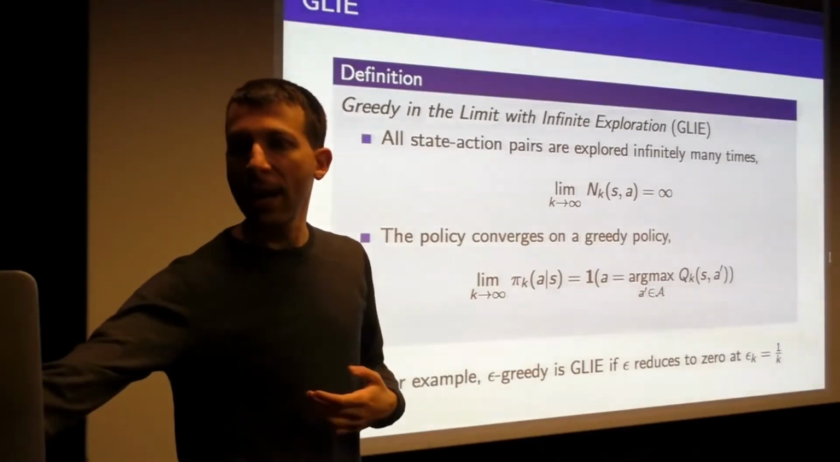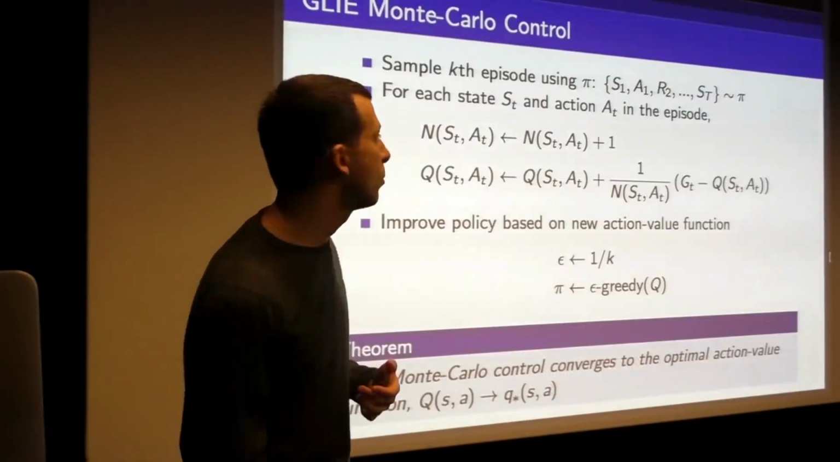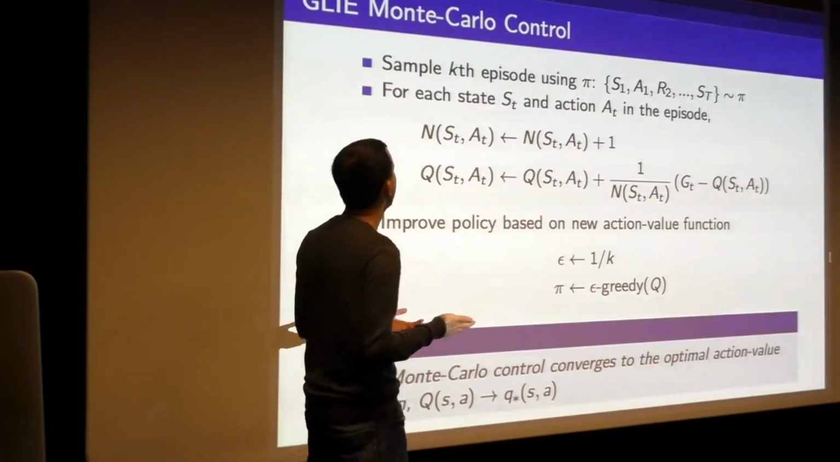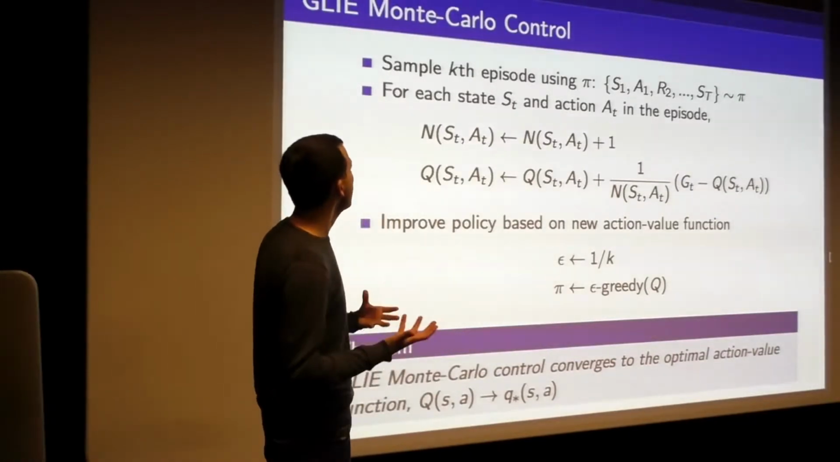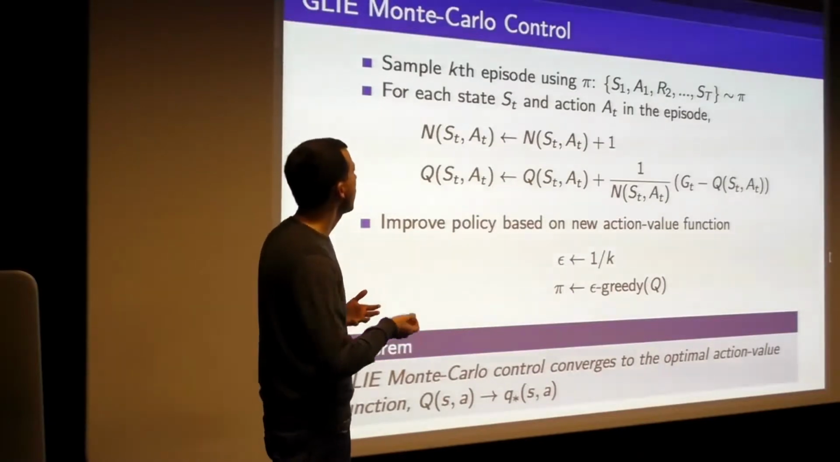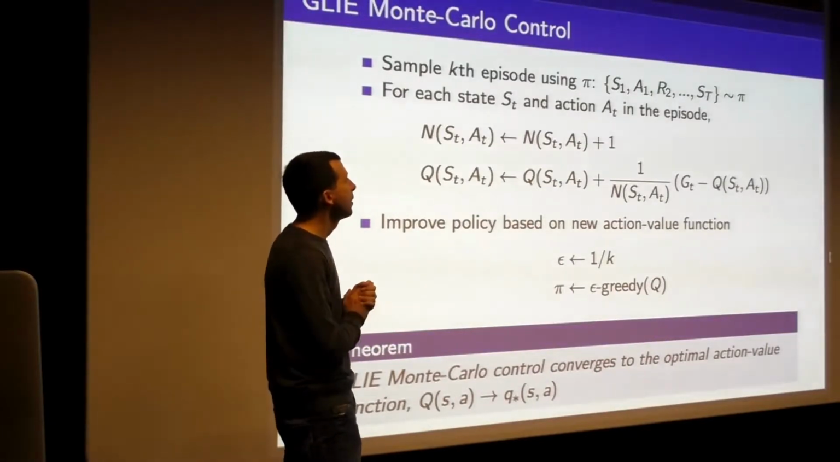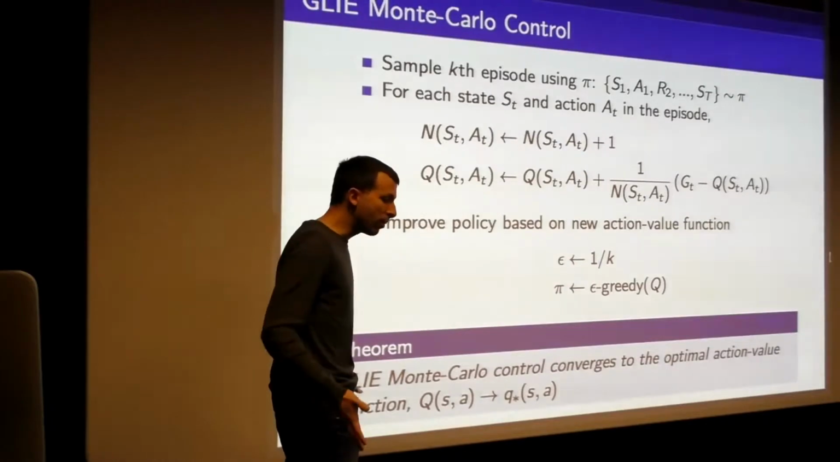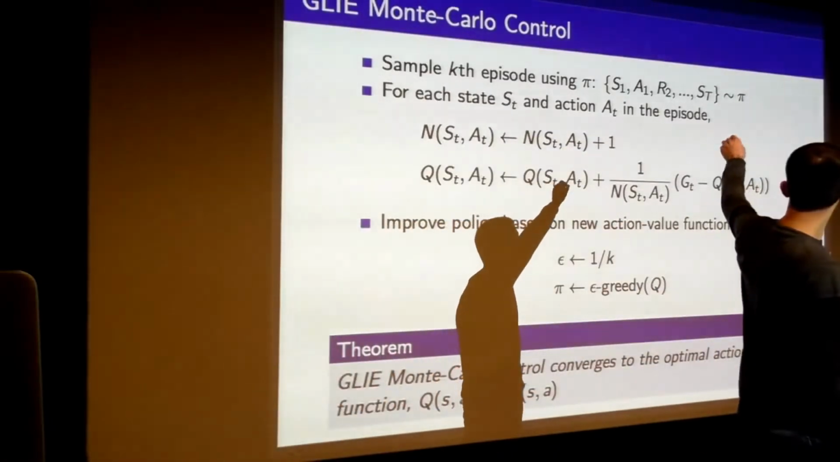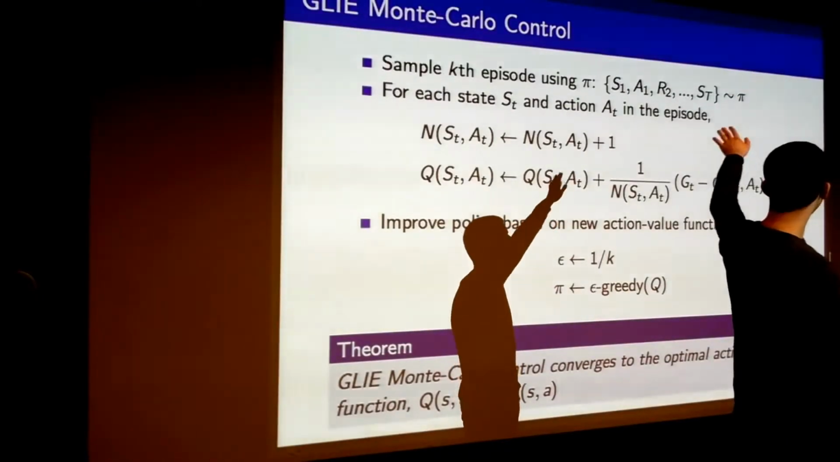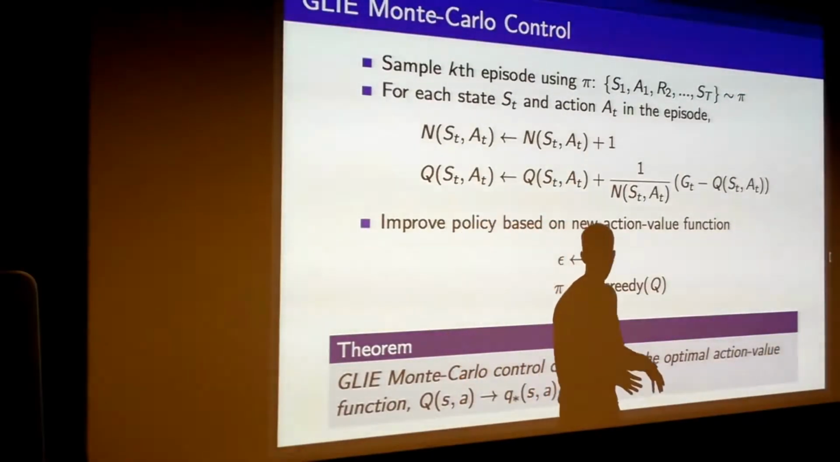So what does that look like in practice? Well, we can make an algorithm now. Let's call this GLIE Monte Carlo control. In this algorithm, we start off by sampling episodes. We've just got our robot, we throw it down, we run one episode, and that generates a trajectory of states, actions, rewards, state, action, reward, until we get to some terminal state.